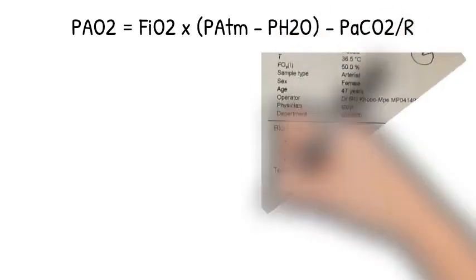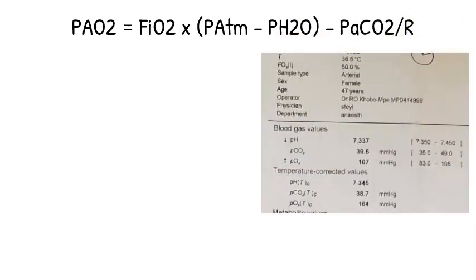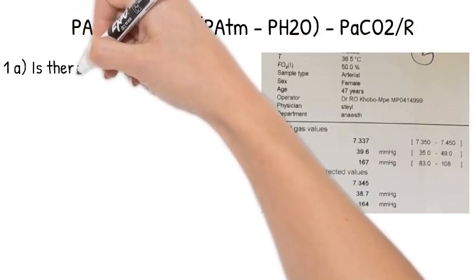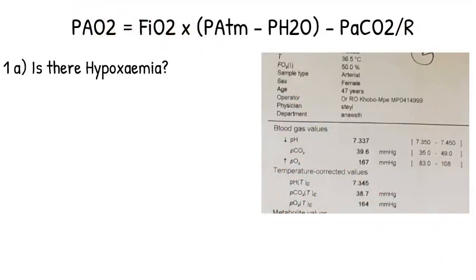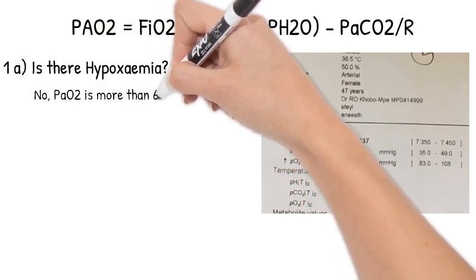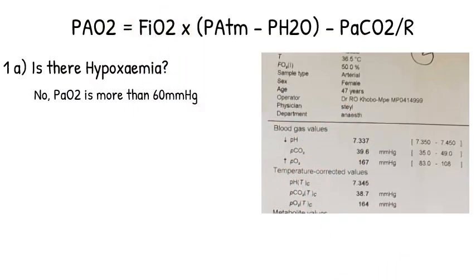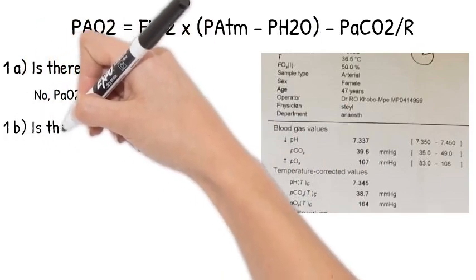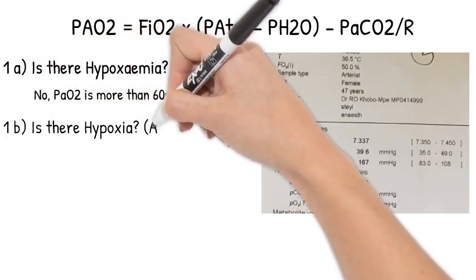Okay, so keeping all of that in mind, let's now look at our example blood gas again, and let's work out if there is hypoxemia and hypoxia. So to the question, is there hypoxemia? We can see that the PO2 is 167 millimeters mercury, so that looks fine. So no, the PaO2 is more than 60 millimeters mercury. There is no hypoxemia.